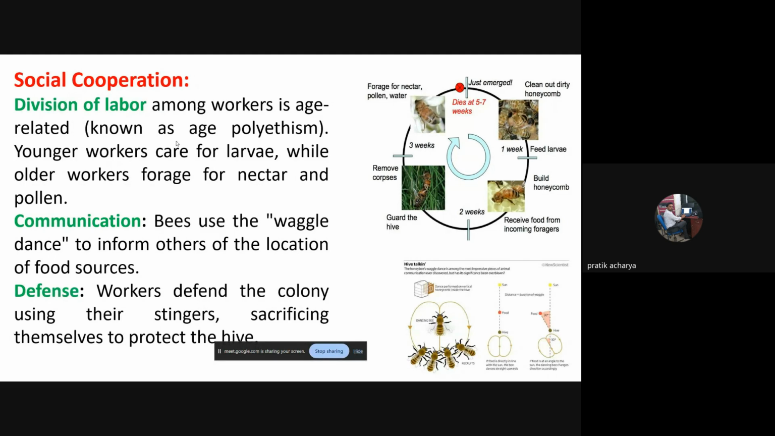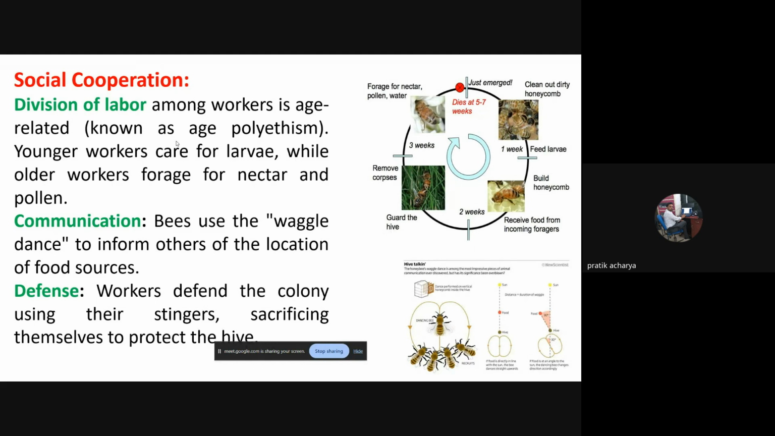Communication is the waggle dance. Yesterday we also discussed different kinds of dancing patterns of honeybee. Sometimes they perform a circling dancing pattern. Sometimes they perform a waggle pattern of dancing. If food is nearer to the hive, they perform the circling pattern of dancing. If food is far away, they have to perform the waggle pattern of dancing. So this is for communication purpose. They communicate with other workers that there is a source of food. We have to collect food from this source.